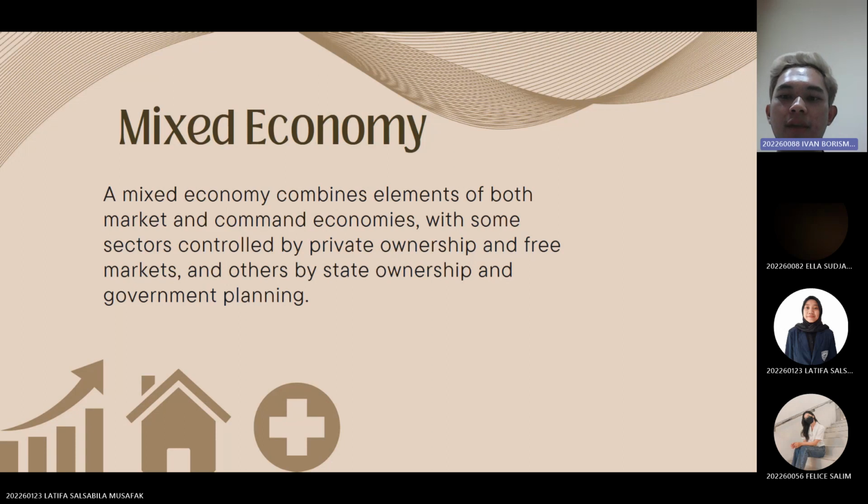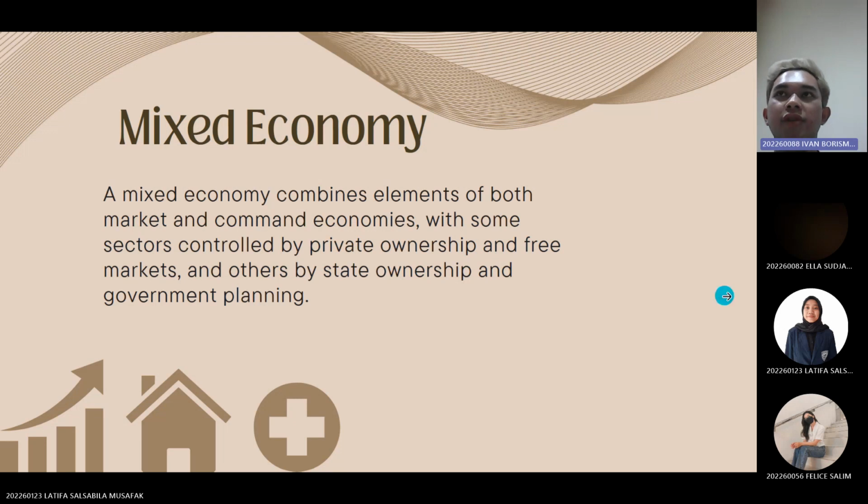The second example is the support for SMEs, or UMKM. In terms of business development, the government also provides significant support for small, micro, and medium-sized enterprises. For example, there is cheap business credit available for SME owners in need of capital injection. Typically, this business credit is available in government-owned banks.